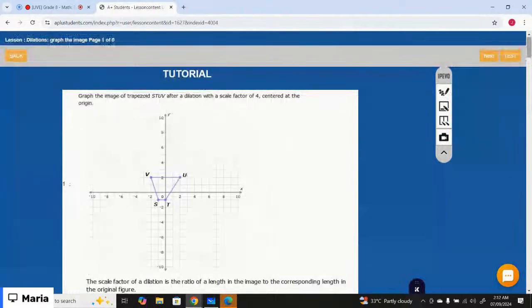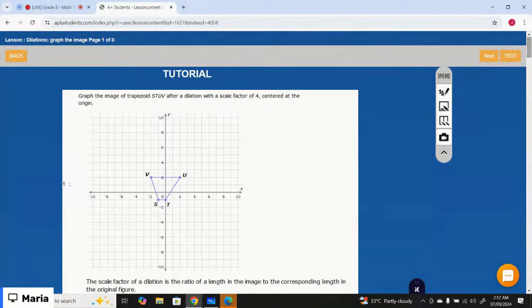The first thing you need to know is what a dilation is, right? You have to enlarge or expand the shape. So you have to dilate the trapezoid STUV by a factor of 4, right? The new one is going to be 4 times larger than the smaller one.